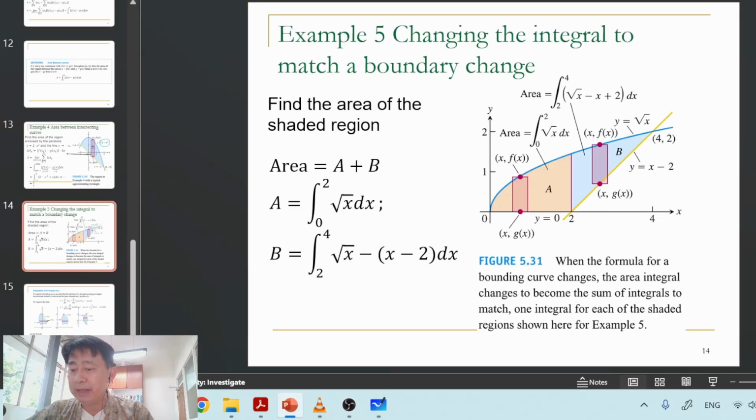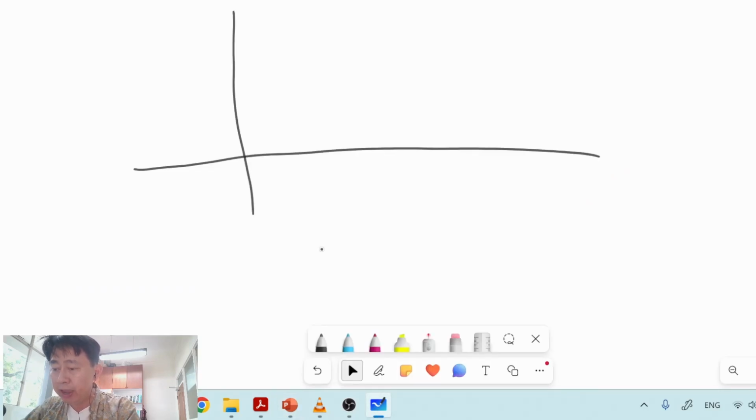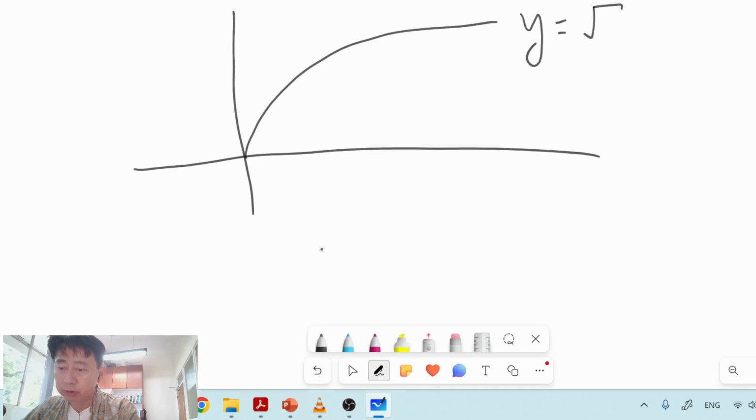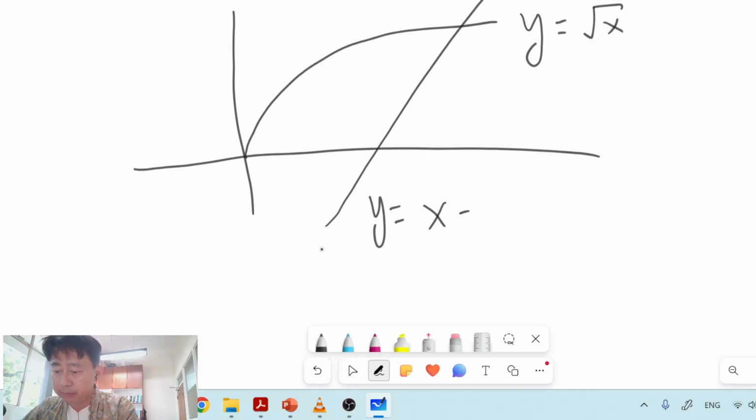Let us now look at example 5 for calculating the area of another graph. In example 5, we have a function in the form of the square root of x, and it is bounded from below by another function of the form x minus 2. So you have to calculate the area bounded by the square root of x and the function x minus 2.